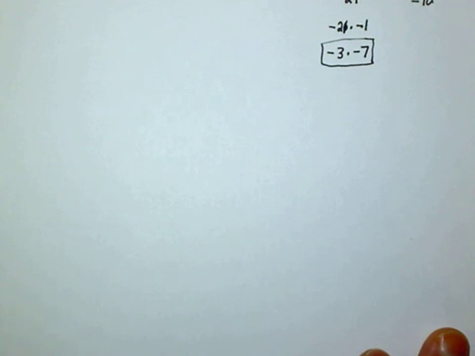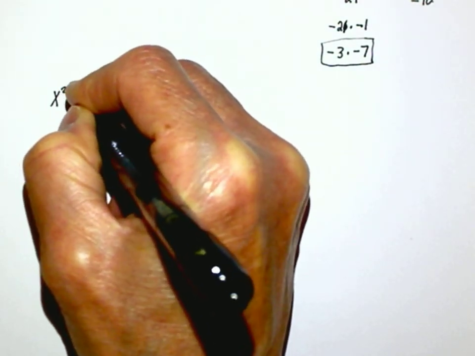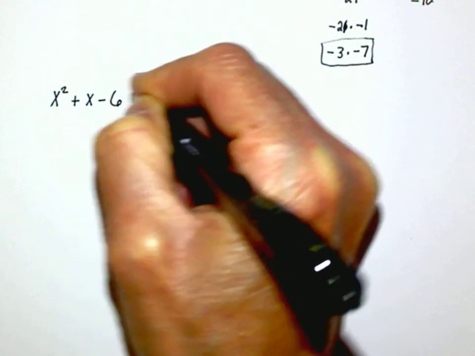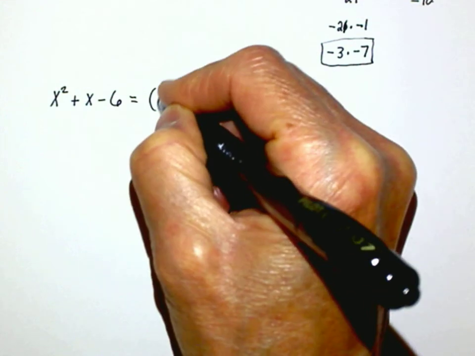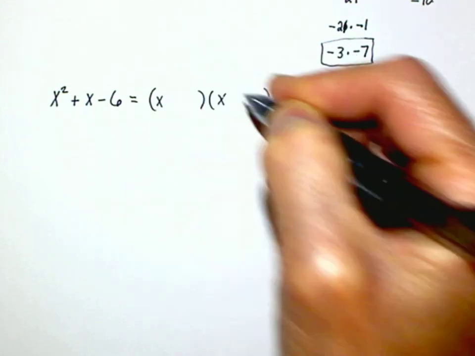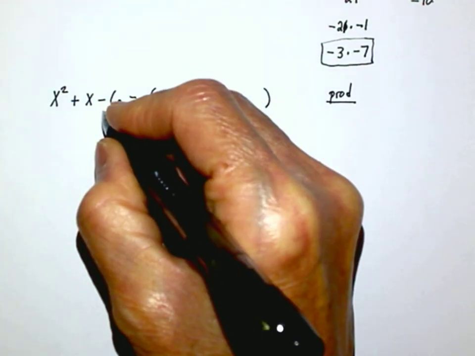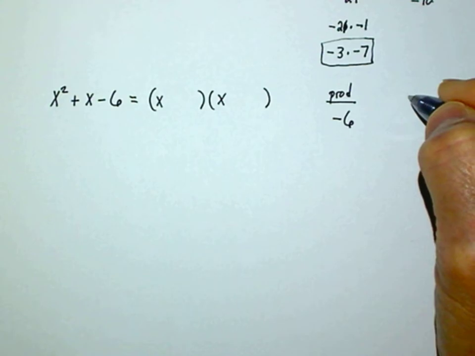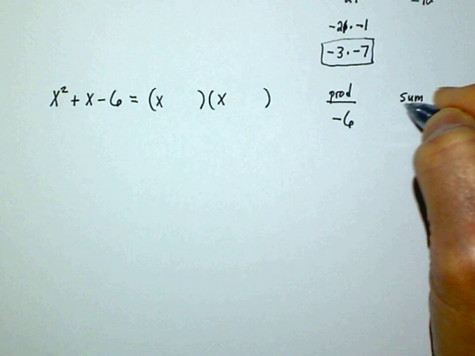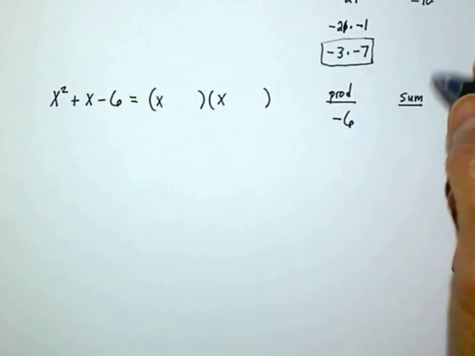Let's try one more example. This is the example that's on your handout. X squared plus x minus 6. Okay, we can get started the same way. X here, x here. The product we're looking for on this one is -6. The sum we are looking for is the middle number, which if you don't see a number in front of a letter, it's 1.